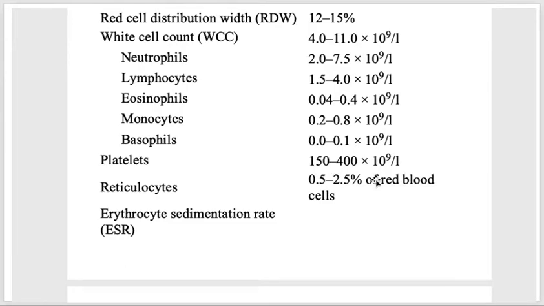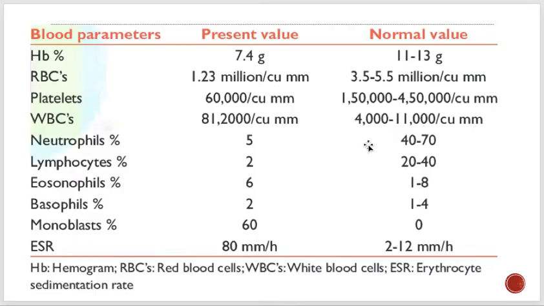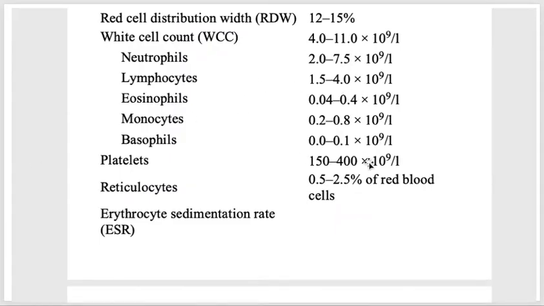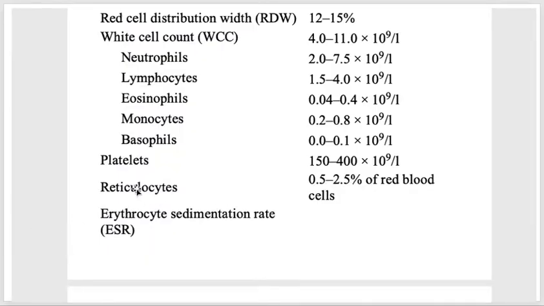Now see the platelets even: 150 to 400. Here it says 150 to 379. Here it says 150 to 450. Of course, this one is given in cubic millimeter form, and here they have written it in a different form, per liter. Here they are talking about how many platelets there will be in 1 liter of blood, and here, if you take 1 cubic millimeter of blood, how many platelets there will be. Reticulocyte count, and ESR. ESR is a different test, so don't include this one in this thing.